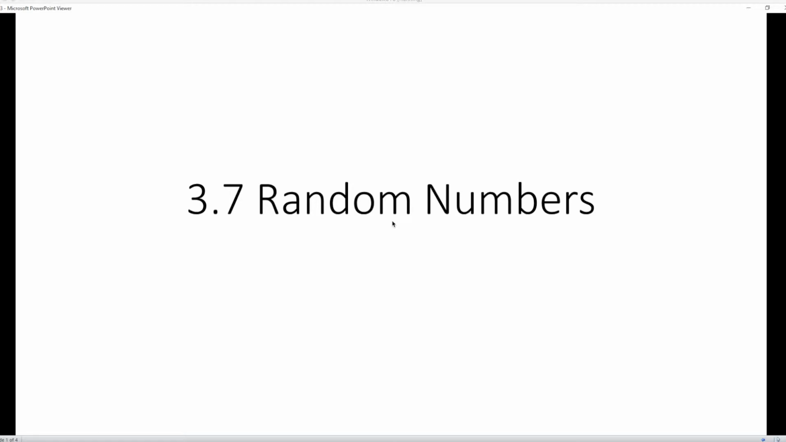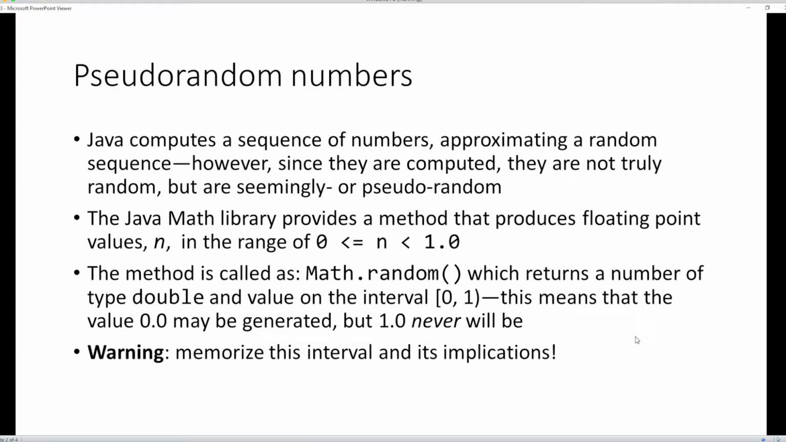In this section, we will discuss random numbers. What's generated by the computer are pseudo-random numbers. The fact that they are calculated shows that they are not truly random, because if you do the same calculation twice in a row, you'll get the same pseudo-random number.